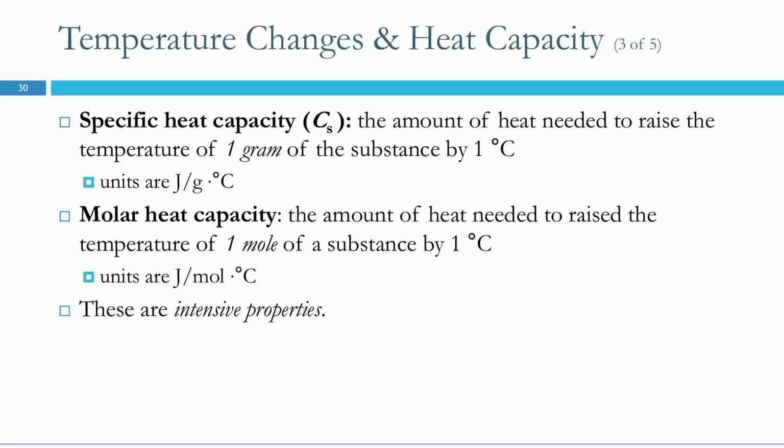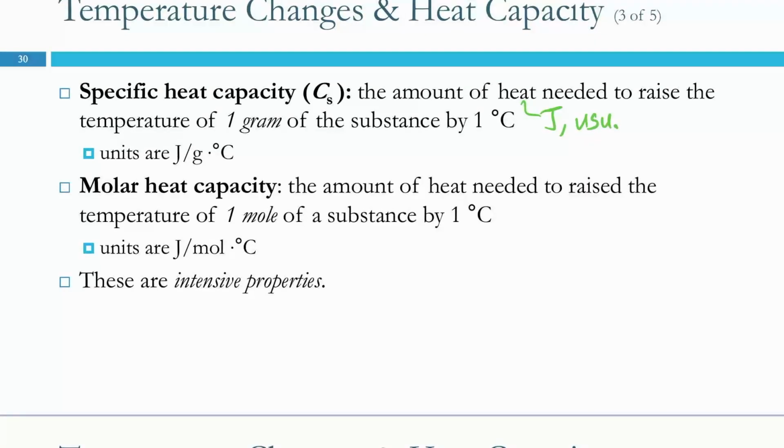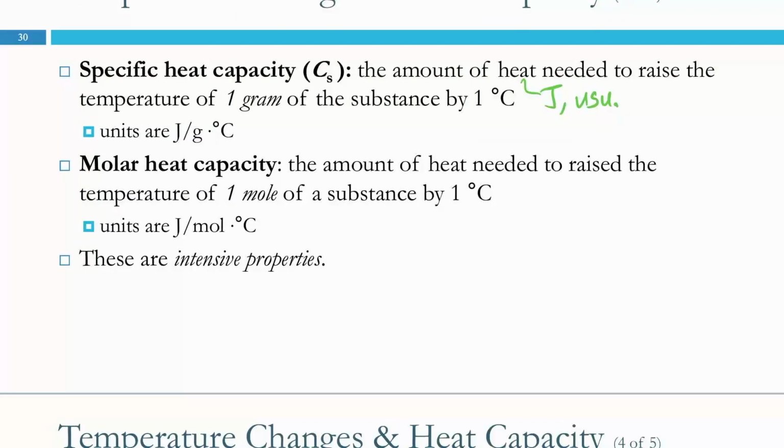So specific heat capacity is the amount of heat, Q, in joules usually, needed to raise the temperature of 1 gram of that substance by 1 degree Celsius. And this is always going to have units of joules per gram degree Celsius. Technically, it could also be Kelvin, because of what we talked about before, the delta T, degrees Celsius and Kelvin are the same size for a delta T.